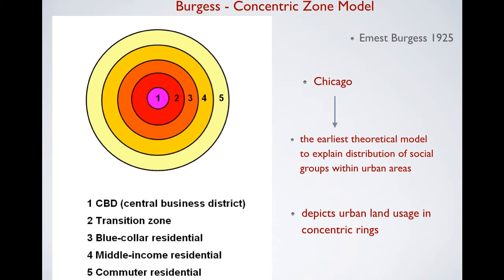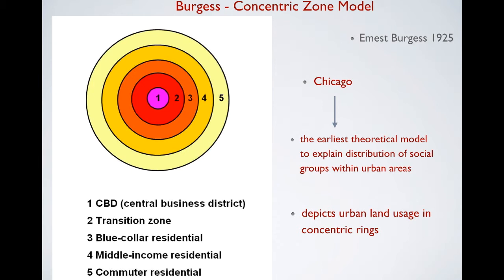So in the model, the zones identified are: first, the central business district. It is located in the center of the model. Second, the transition zone. Third, blue-collar residential. The fourth one is the middle-income residential, and last, the fifth one is the commuter residential. This model influenced later developments of the sector model and the multiple nuclei model.